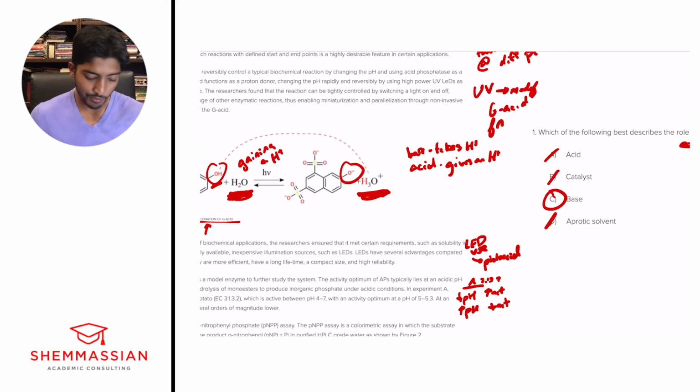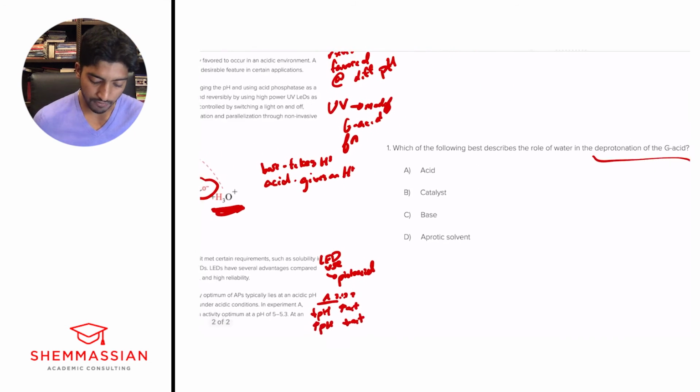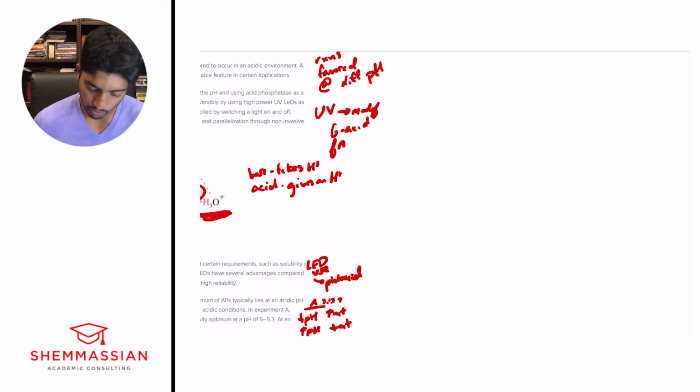And so with that, we can eliminate A, B, and D, and we're stuck with C, and we are 1 for 1. Onward to question number 2.